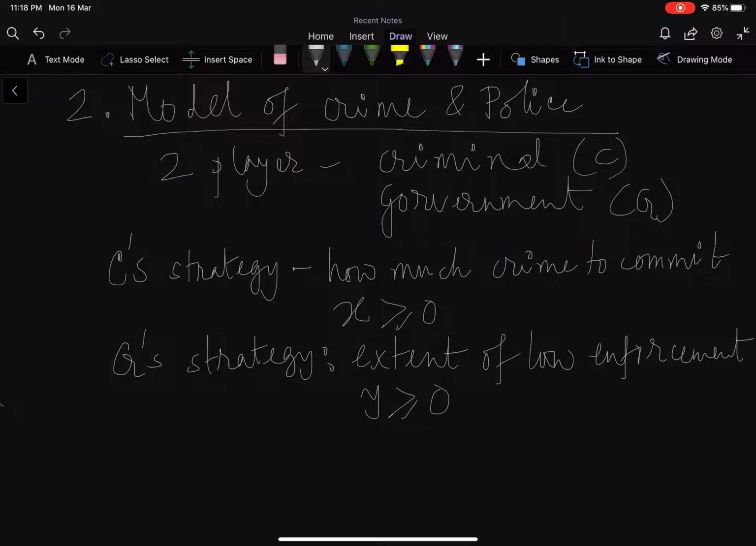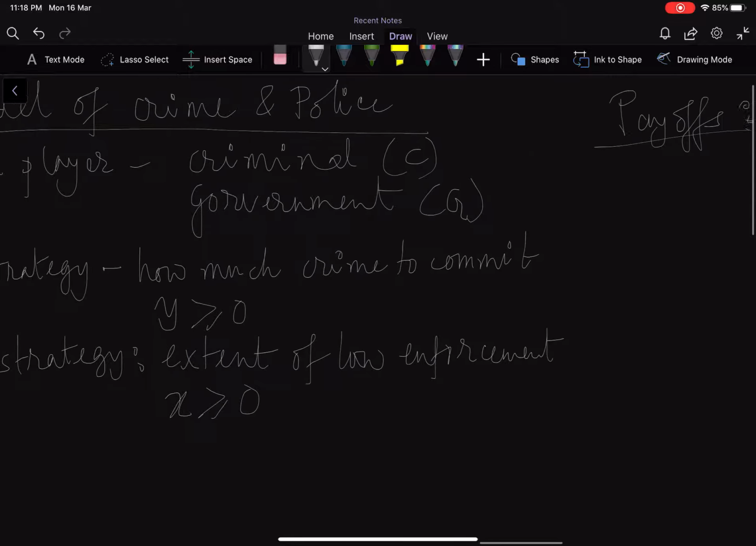Actually, let me switch this. Sorry, I wrote the same thing again. So let's make the criminal strategy Y and let's make the government strategy X. So the higher the value of X, the higher the extent of law enforcement by the government, and the higher the value of Y, the higher the amount of crime committed by C. So these two are the choices, the strategies of the two players. Let's now consider payoffs.